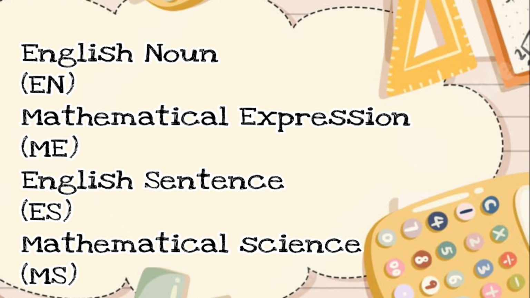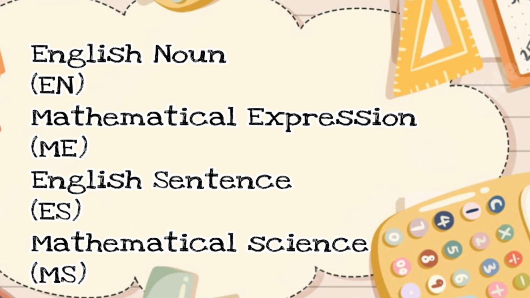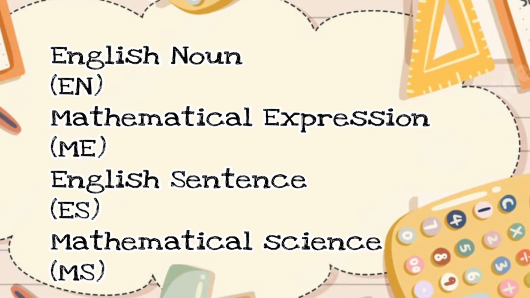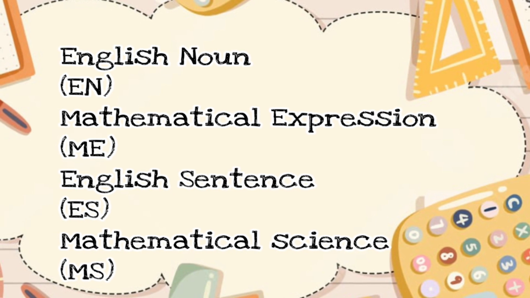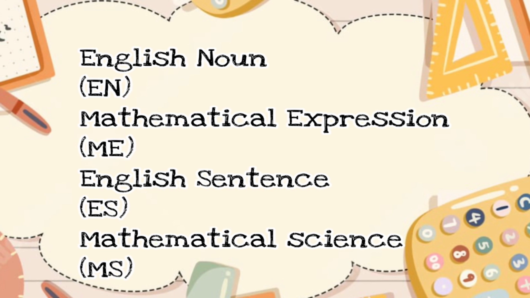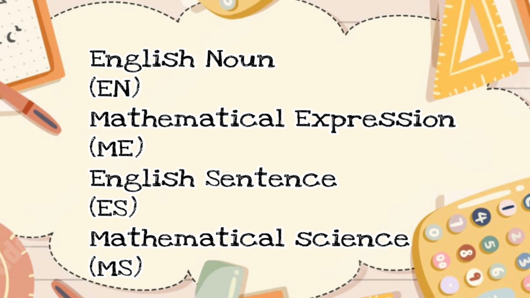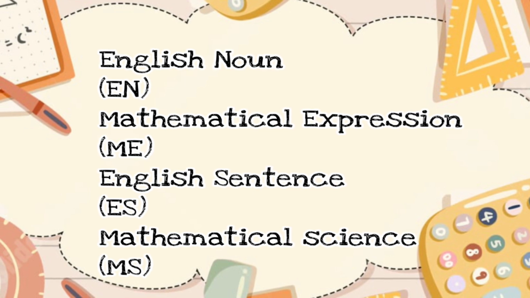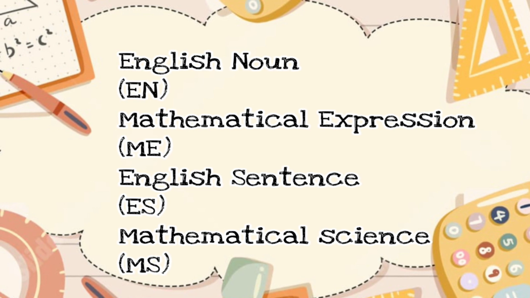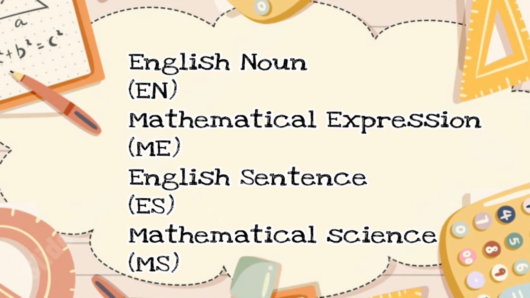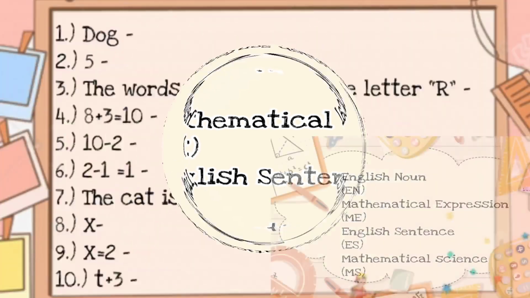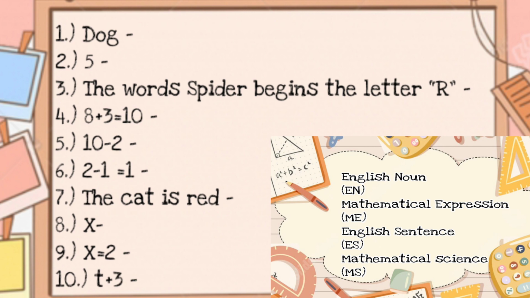So, ayan, hindi pa tayo dito nagtatapos dahil meron akong inihandang 10 sagutan na susukat sa ating kaalaman. So, meron tayo ditong 4 na pagpipilian, English noun, mathematical expression, English sentence, and mathematical sentence. So, sa pagsagot ay pwede nating gawin ang maiksing paraan na pagsagot. Sa English noun, pwedeng EN, sa mathematical expression, pwedeng ME, sa English sentence, pwedeng ES, and then sa mathematical sentence, pwedeng MS. Take your time to answer this 10 question.